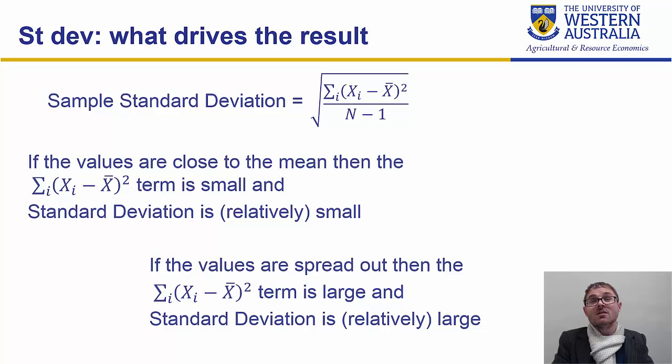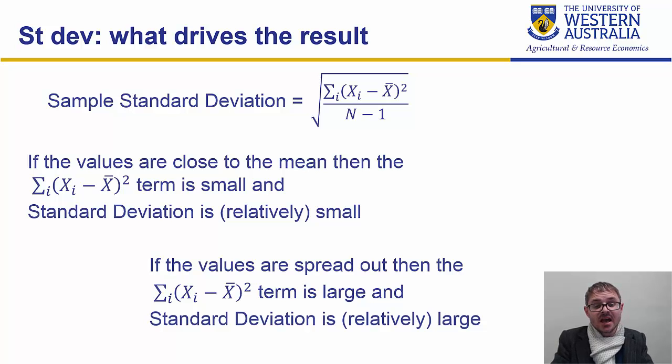The opposite is also true. If all of the little xi's are quite close to the mean, then the numerator will be small, and then at the end of the day, everything will be small. So if we've got large spread in the data, so the observations are widely spread, we'll have a large standard deviation, and if the values are clustered close to the mean, we'll have a small standard deviation.